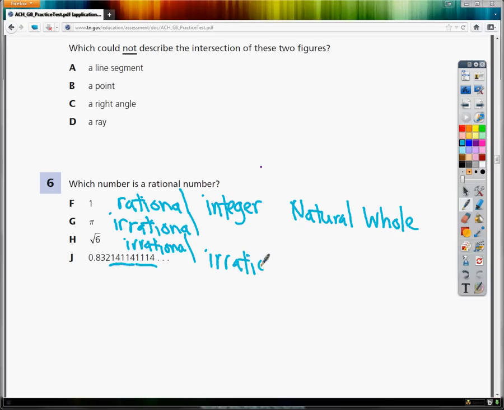So the only one there that is rational is F, and I'm sure you're like, I can't believe you went on and on so long about that question, but I covered lots of things at once, so that was the plan.